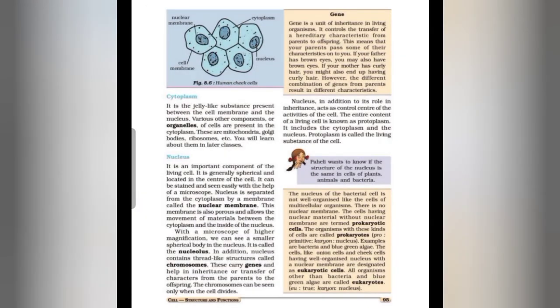So students, in figure 8.6, a human cheek cell is given. This is the diagram of a human cheek cell, and in the human cheek cell you can observe the nucleus, cytoplasm, nuclear membrane and cell membrane. So students, in an animal cell, or we can say a human cell, the cell wall is absent. So this is all about the slide of a cell, and in the cell you can see the nucleus, cytoplasm and cell membrane. They are the main components of the cell.